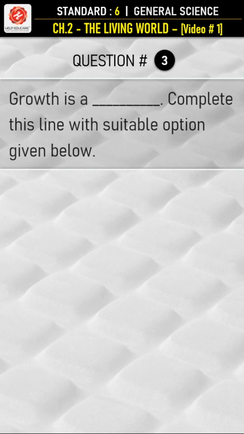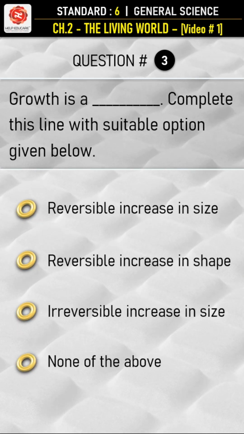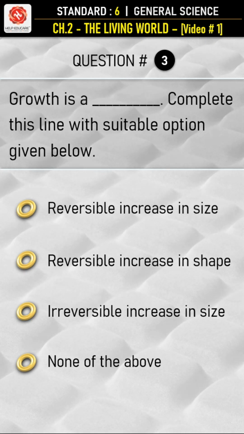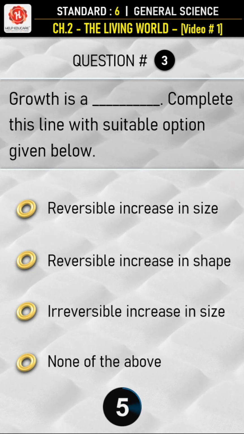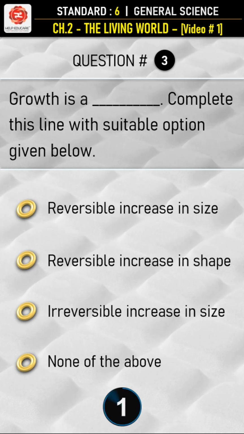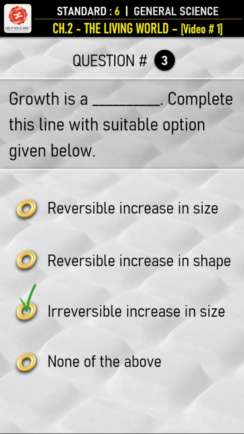Question number 3. Growth is a dash. Complete this line with suitable option given below. First option, reversible increase in size. Second option, reversible increase in shape. Third option, irreversible increase in size. Fourth option, none of the above. Answer will be shown after 5 seconds. Your time starts now. Correct answer is irreversible increase in size.